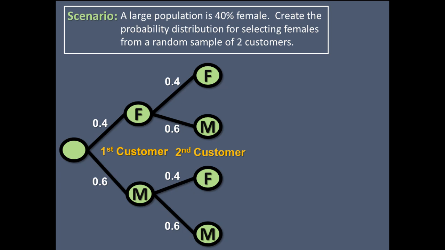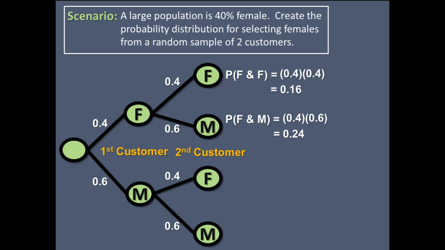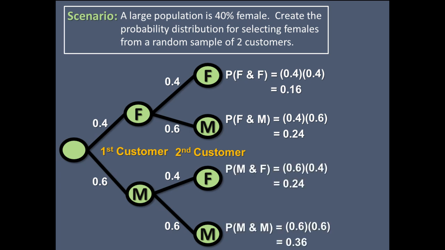If we're to finish off the tree diagram and calculate our terminal probabilities, well, going along my top branch, we have a female customer first and a female customer second. So remember, the operation we want to think of with AND is multiplication. To find that terminal probability, we have 0.4 times 0.4, giving us a probability of 0.16. Similarly, looking at getting a first customer female and a second customer male, female and male, multiply the probabilities, 0.4 times 0.6 gives us 0.24. We then do the same for male customer first, female second, and male customer first, male second.